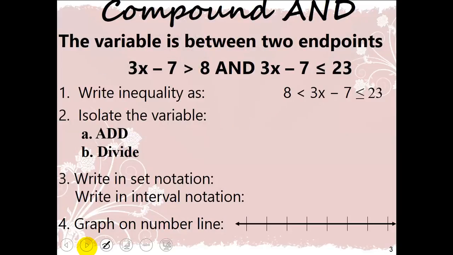All right, a compound and. With a compound and, the variable is between two endpoints. So if we look at this inequality statement, 3x minus 7 is greater than 8, and 3x minus 7 is less than or equal to 23, whenever we have the word and, we want to translate it into a simpler expression, okay? What we do is we put the variable expression in the middle.